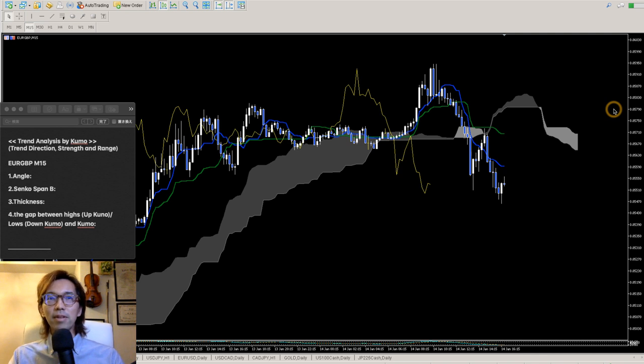I can explain about the calculations and all the lines and information, but that's not what you want, right? What you want is whether the market is moving up, down, or horizontal, and that's basically it. To be simple, Ichimoku, I think, is the best indicator to capture the market trend and momentum.